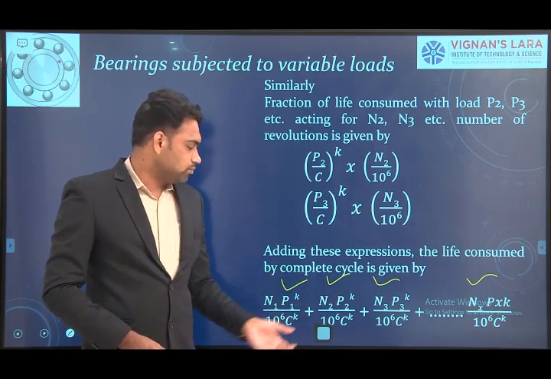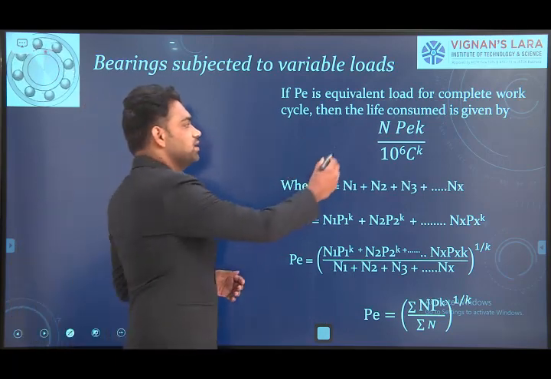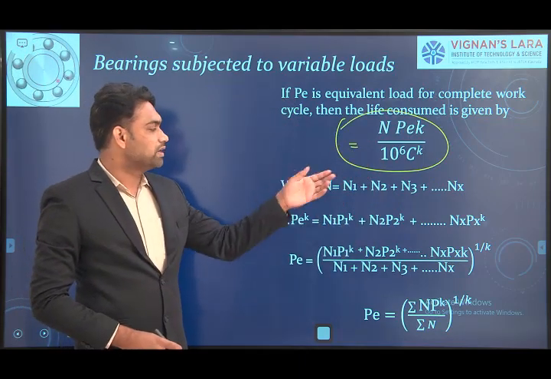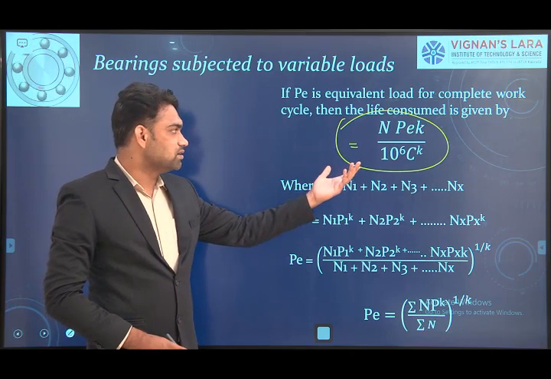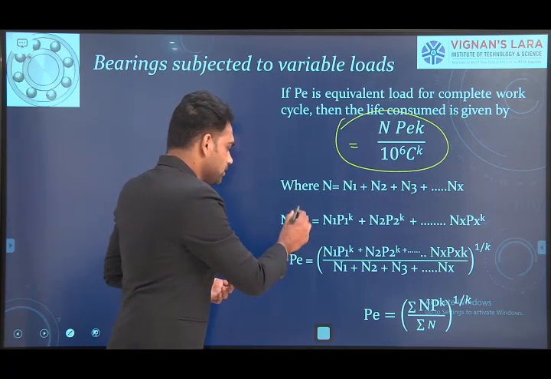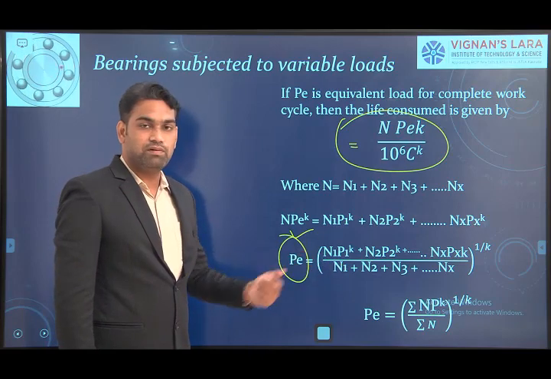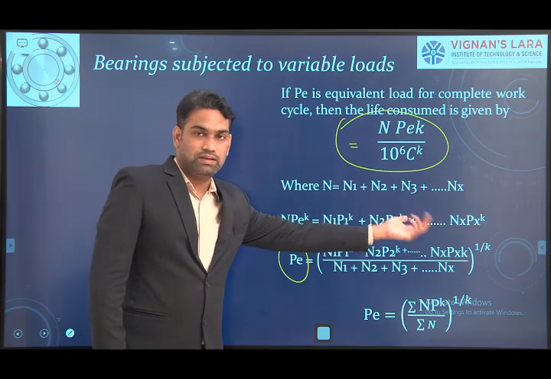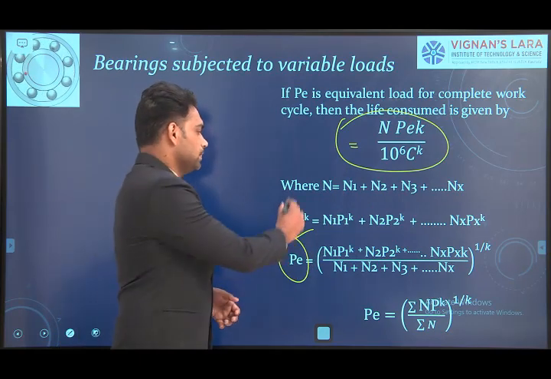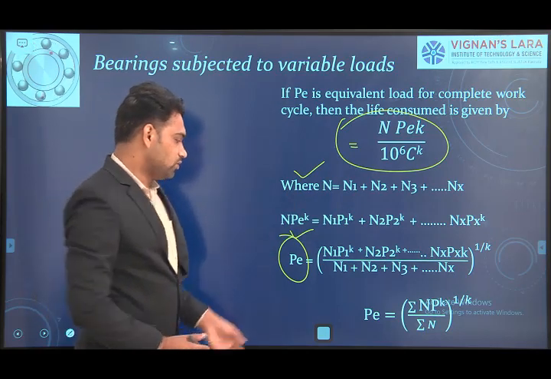Continuing from that, the total life consumed can also be written as N into P power K by 10 power 6 into C power K, where N is the total number of revolutions. By equating the earlier equation with this equation, the 10 power 6 and C power K get cancelled. From that we write that PE, the equivalent dynamic load for variable loads, is N1 P1 power K plus N2 P2 power K, up to Nx Px power K, divided by the total number of revolutions N, which is N1 plus N2 plus N3 up to Nx.